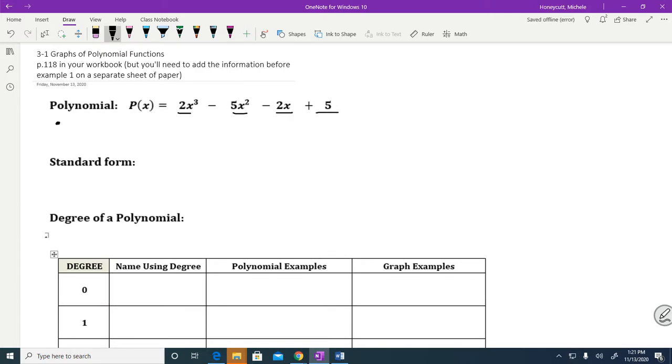So one thing to note about polynomials is that the terms are separated by positive or negative signs. The other thing to note is that the terms that have x's, the exponents on the x's are positive. So the variables have positive exponents.